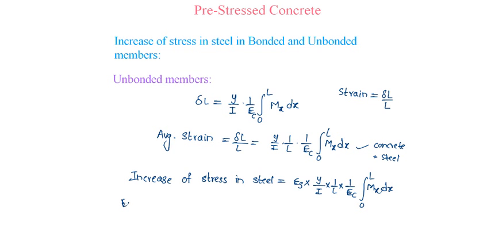ES by EC is given as the modular ratio alpha. So alpha into Y by I into 1 by L, integration from 0 to L Mx dx. Integration is also called area, so this will be into the area of the bending moment diagram.